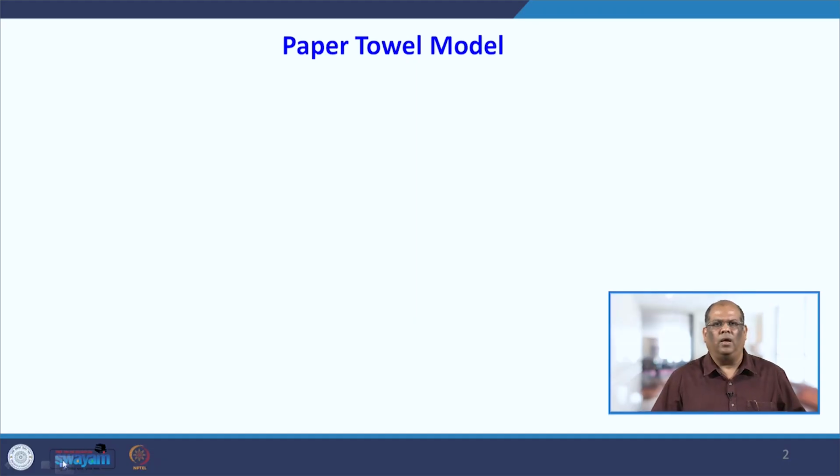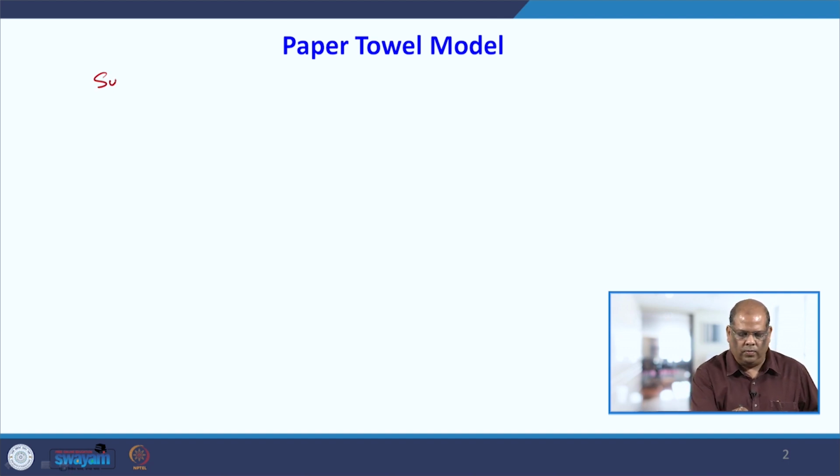Discussing two models. One is the paper towel model and another one is the burning calorie model. To start with, let's go into this paper towel model. These days, many of us use paper towels mostly in the kitchen or the dining table rather than in the toilet. So the problem involves finding the length of that paper, including the radius and the thickness of the paper. So let's dig into that.